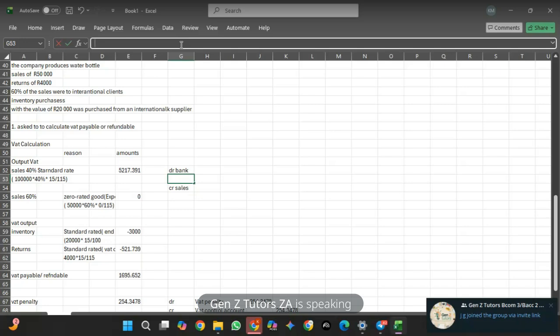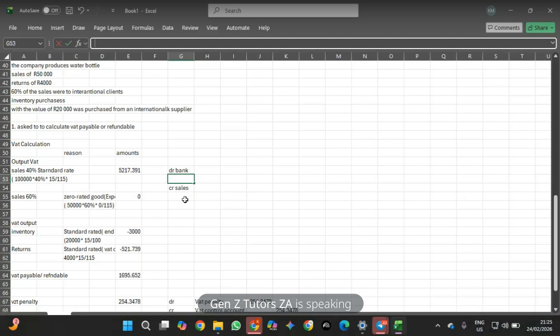So money will be coming into your bank account. You've got your sales happening over there, and also your statement of profit and loss. The items that go there do not have VAT. In your profit or loss, the items that are there do not have VAT. Always remember that.